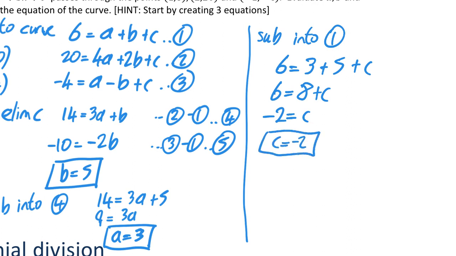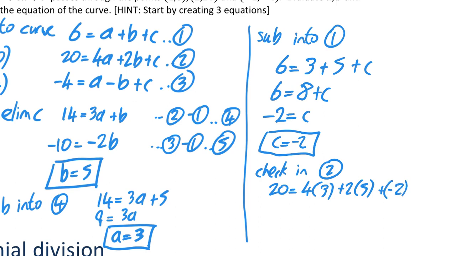The question said for us to find the equation, so we'll need to rewrite the equation. I didn't do my check in the last example, and just to show you can check, we'll just say check in. We've used equation 1, so we can't use equation 1. We'll check in equation 2. So equation 2 said 20 is equal to 4 times my a, which is 3, plus 2 times my b, which was 5, plus my c, which is minus 2. Let's just check. 4 times the 3 would be 12, plus 2 times the 5 is 10. 12 plus 10 is 22, minus a 2 is 20, so that works.